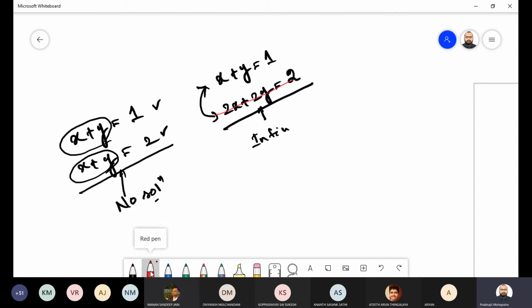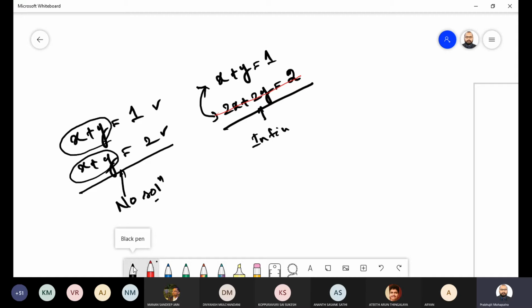It is not required at all. It is looking exactly the same. It is not two equations; actually, only one equation is given. So one equation with two variables means you have an infinite number of solutions.